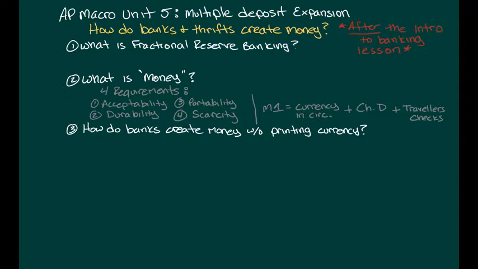Good afternoon, teachers. Today we're going to go over a brief lesson plan that comes from the AP Macro 5th unit, which is the unit on the financial sector. Today we're going to go over something a lot of students have significant difficulty with, which is the concept of multiple deposit expansion. Today's big lesson is trying to answer the essential question: how do banks and thrifts create money?